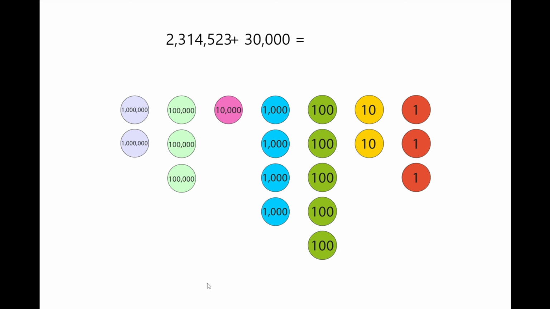What would the number become if we added 30,000? Can you picture that happening here with the PV counters? And can you tell me what the number will be? What will the total of these two amounts be? What will that number become? Well, I pictured another 3 10,000s coming here. So I could see that that one 10,000 would become 4. So I've got 2,344,523.